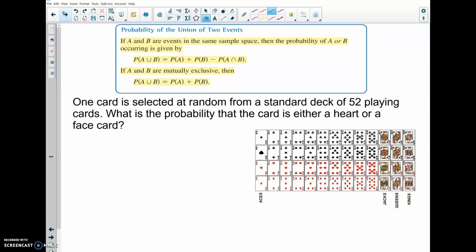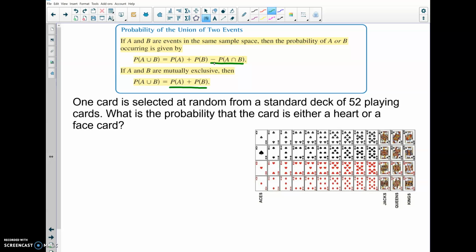Write this down. The union of two events. If they're mutually exclusive, you just add their probabilities. If they have overlap, you need to make sure that you subtract that, because if not, you're counting that multiple times and you don't want to do that.